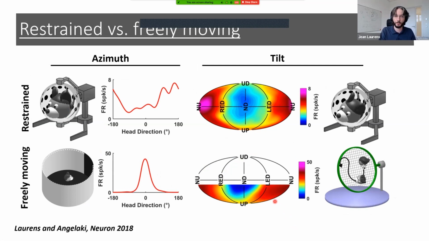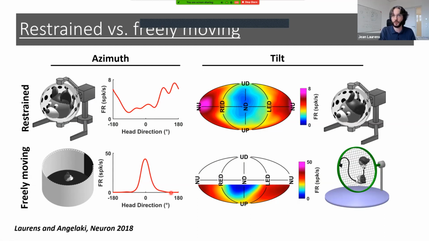First, this is another example cell recorded in the rotator. You can see that the azimuth tuning curve has a small amplitude of about 5 spikes per second, and the tilt tuning curve is the same. When we recorded the same cell in a freely moving arena, we saw that it was again tuned to azimuth, but with a much stronger amplitude. Notice that the preferred direction was not the same, and this is perfectly normal.